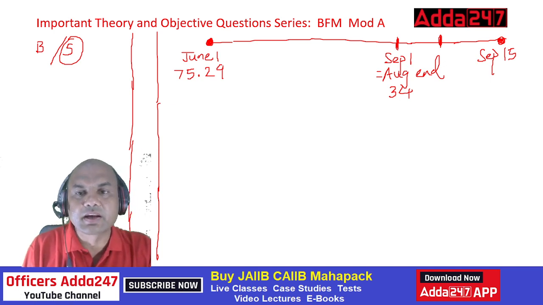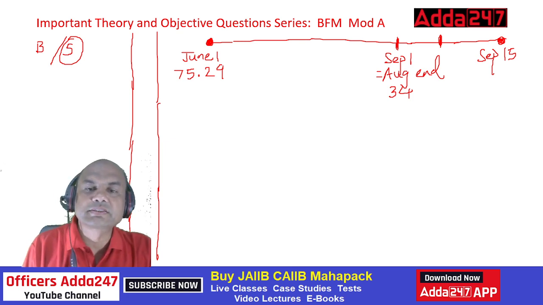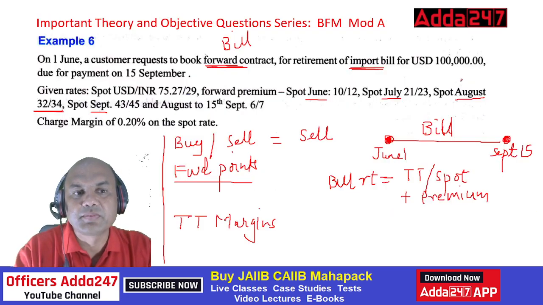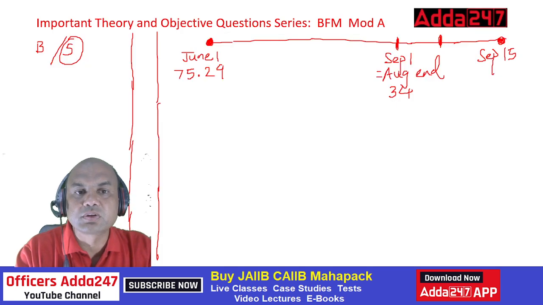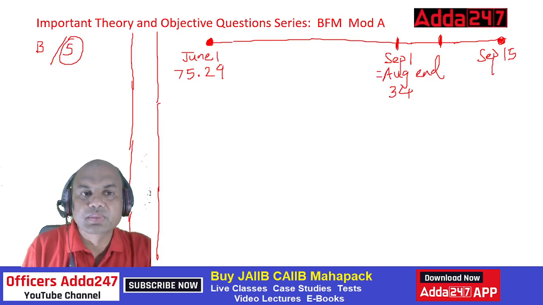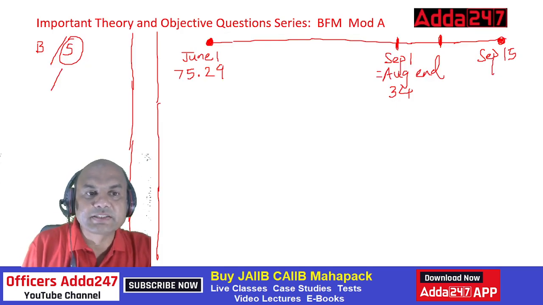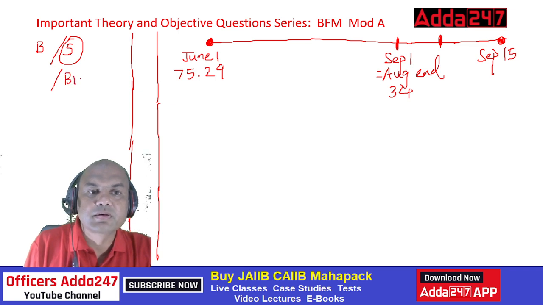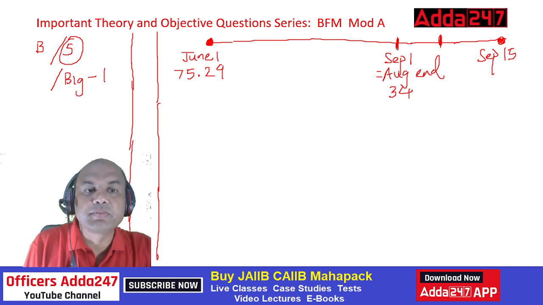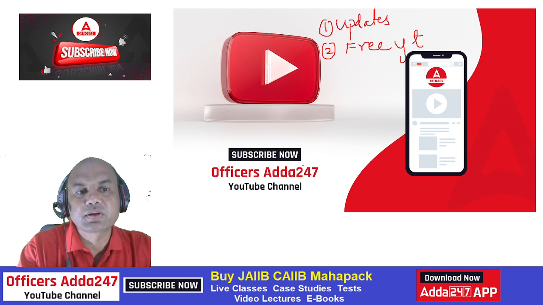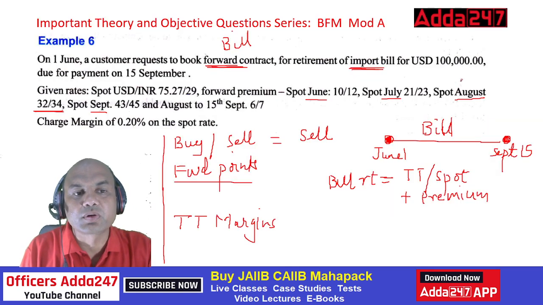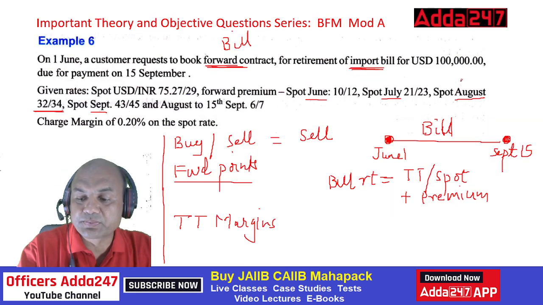Now let's get the rate for September end. See, is this currency in premium or discount? Tell me. 32, 34. It means what? When the right side is bigger, the currency is always in premium. See here, when the right side is big, currency is in premium. So now we have the right side as big over here. Look at this, 32 and 34. So right side is bigger, so currency is in premium.